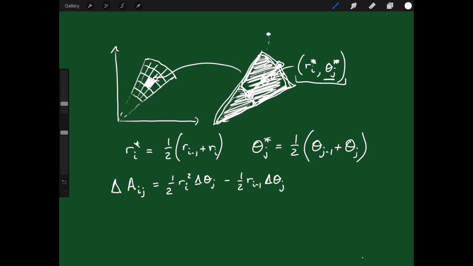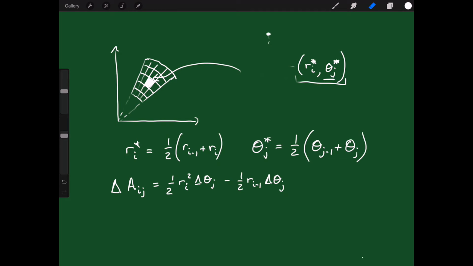Okay, I'm making a mess out of this, but now let's erase some of this to just clean it up a little bit. So again, I'm looking at this little sector, and this is my point. So if I want the area of this little piece right here, this is how I'm going to find it.